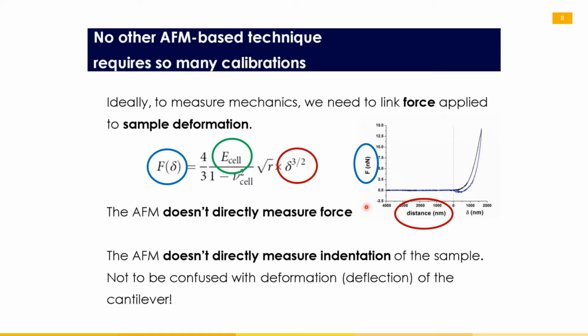So to measure mechanics, we need to link the force which is applied on the sample to the deformation which the sample gets from the force. The AFM doesn't directly measure force and doesn't directly measure indentation of the sample. So we shouldn't be confused about deformation of the sample or deflection of the cantilever. So what does AFM truly measure? It measures the voltage difference in the quadrant detector.